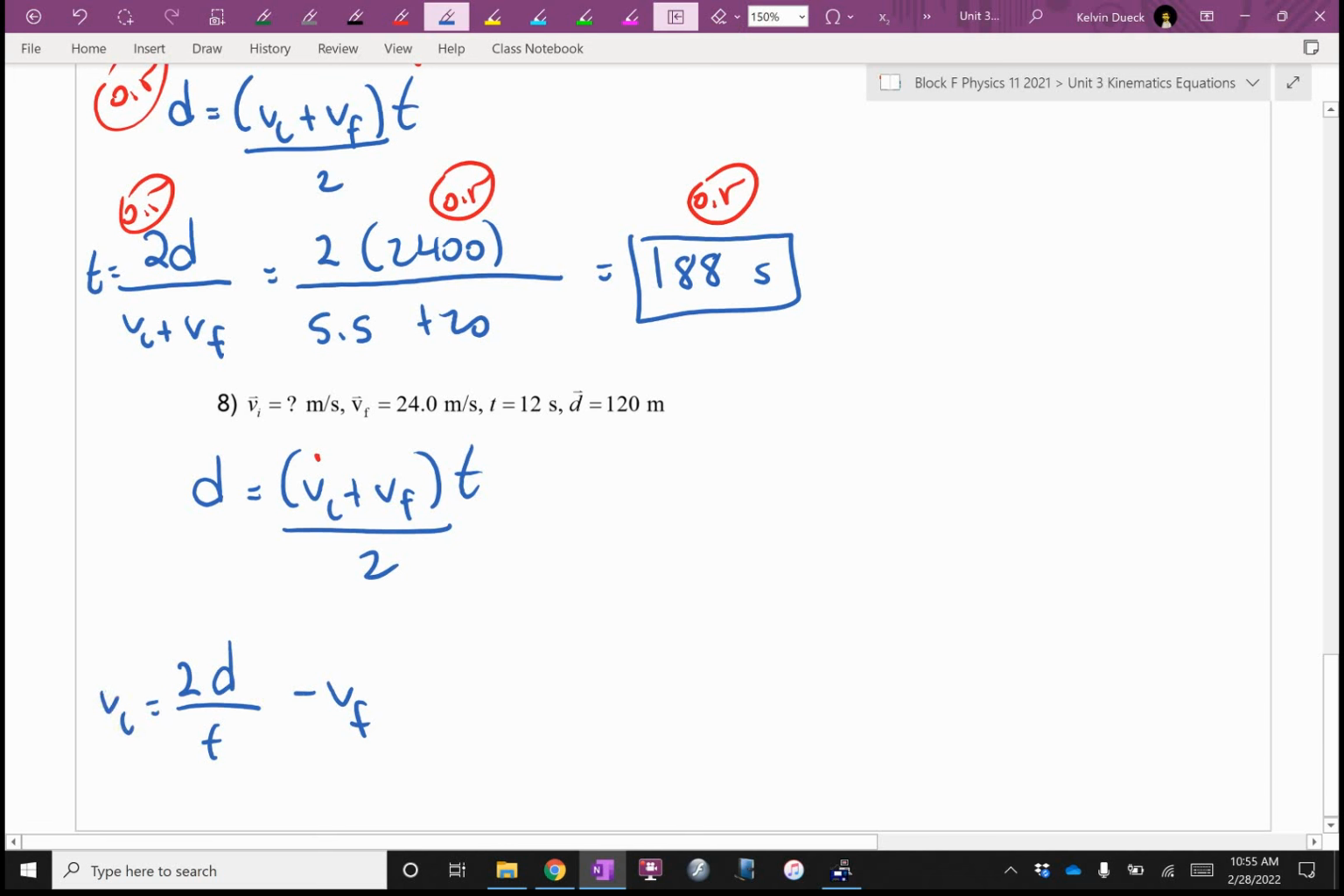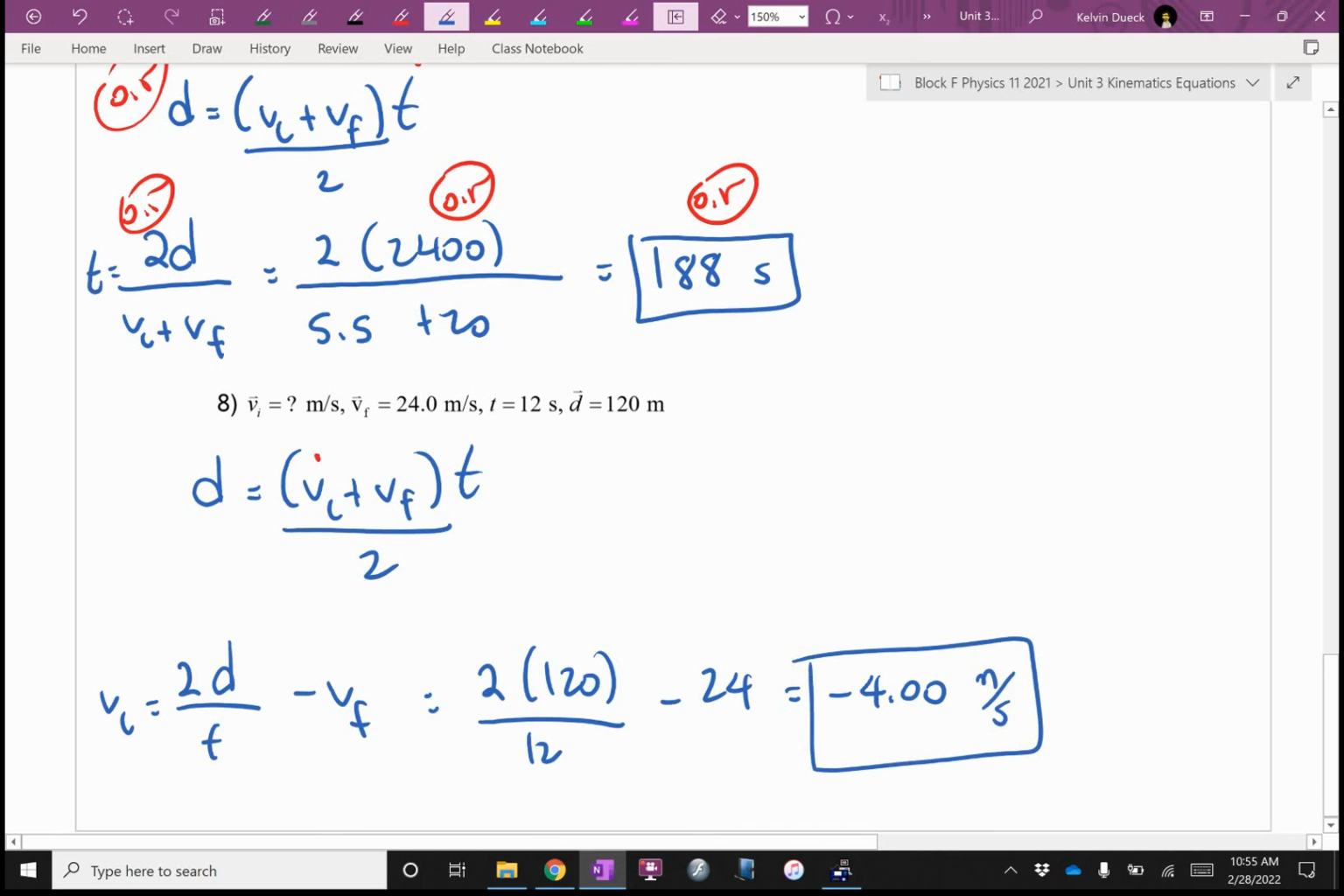That equals VI. It's going to be 2 times 120 all over 12 minus 24. I did that in my head. 120 divided by 12 is 10. It's going to be 20. Is it negative 4? Yeah. I'll even make it look impressive. I'll go to 3 sig figs. You don't have to. Again, if you got that 2 out of 2, otherwise, half mark for the original, half mark for the rewrite, half mark for the number, half mark for the answer.